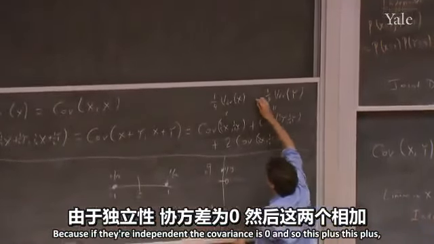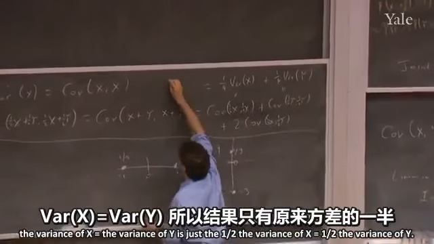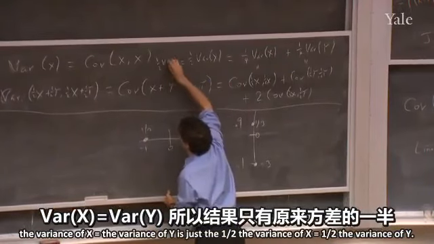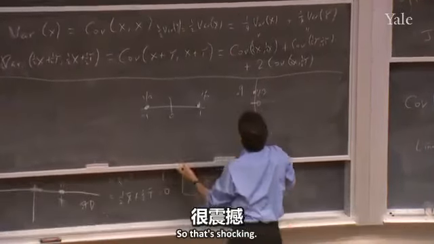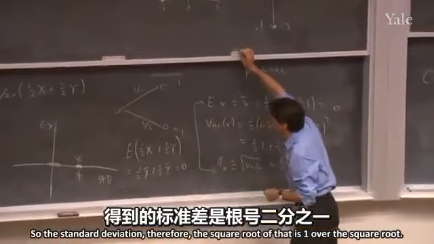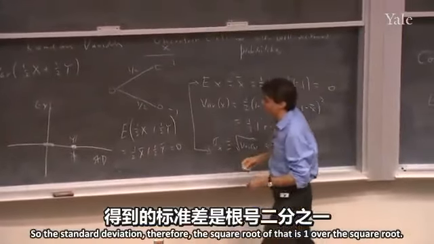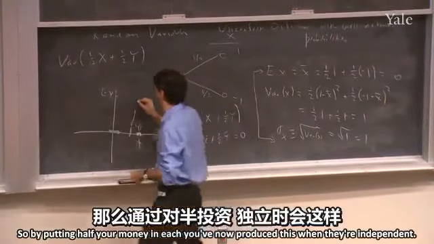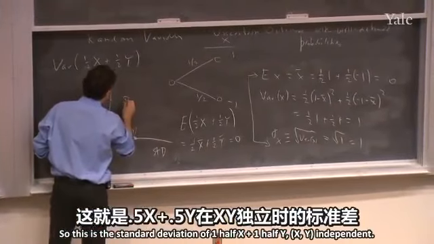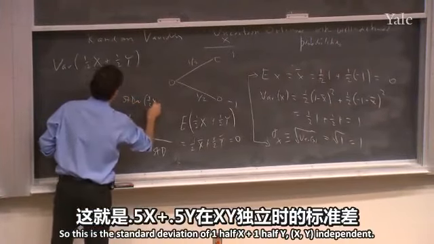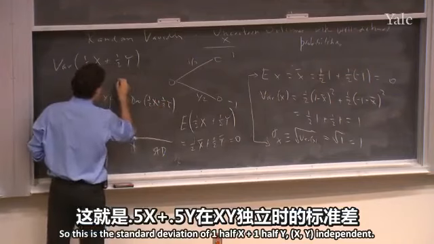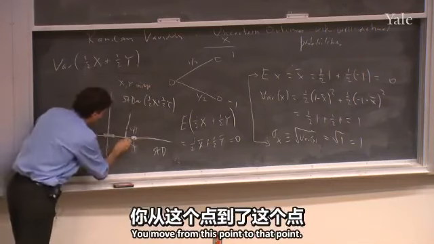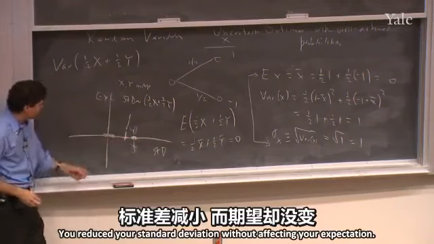And so this plus this, with the variance of x equal to the variance of y, is just half the variance of x, which equals half the variance of y. Okay, so that's shocking. So the standard deviation, therefore, the square root of that, is 1 over the square root of 2. So by putting half your money in each, you've now produced this when they're independent. So this is the standard deviation of 1 half x plus 1 half y, x, y independent. You move from this point to that point. So you reduced your standard deviation without affecting your expectation.